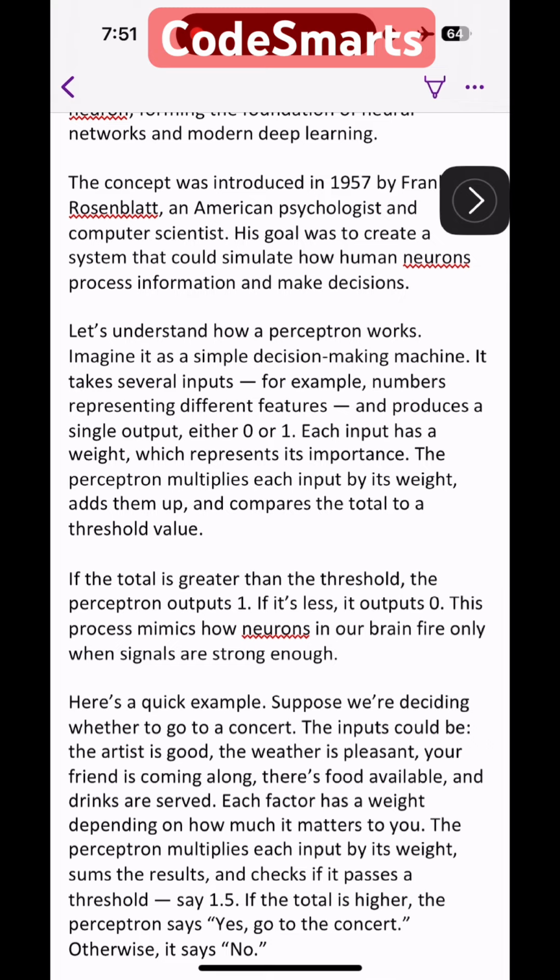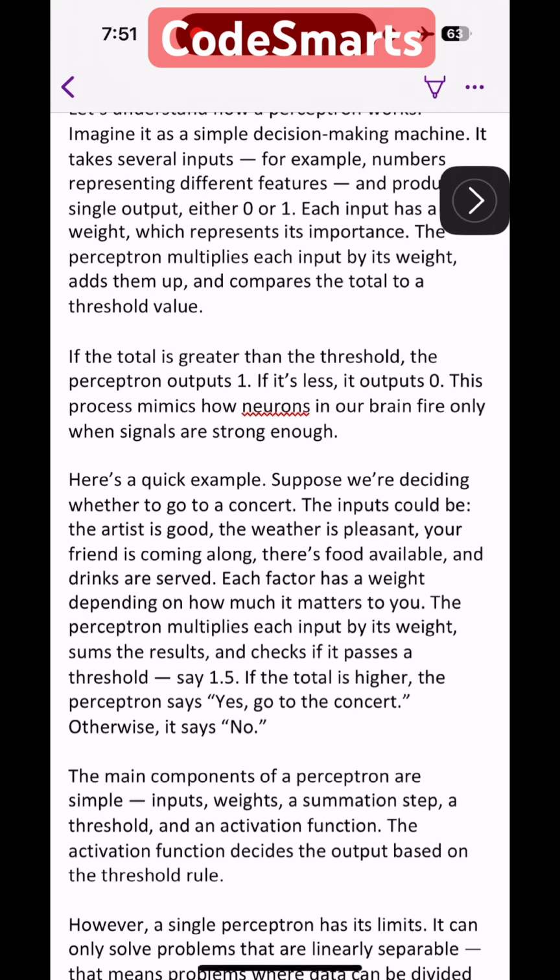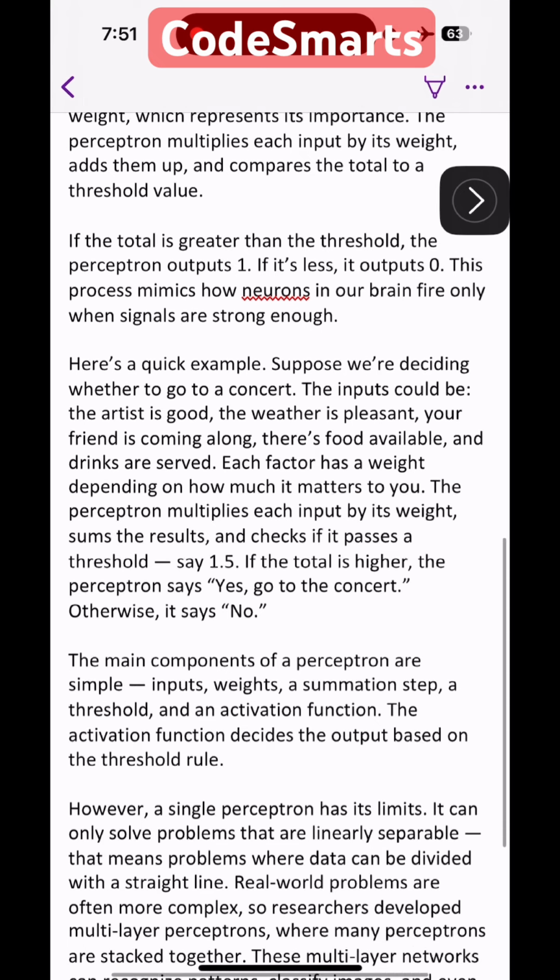It takes several inputs, for example, numbers representing different features, and produces a single output, either 0 or 1. Each input has a weight which represents its importance. The perceptron multiplies each input by its weight, adds them up, and compares the total to a threshold value. If the total is greater than the threshold, the perceptron outputs 1. If it's less, it outputs 0. This process mimics how neurons in our brain fire only when signals are strong enough.